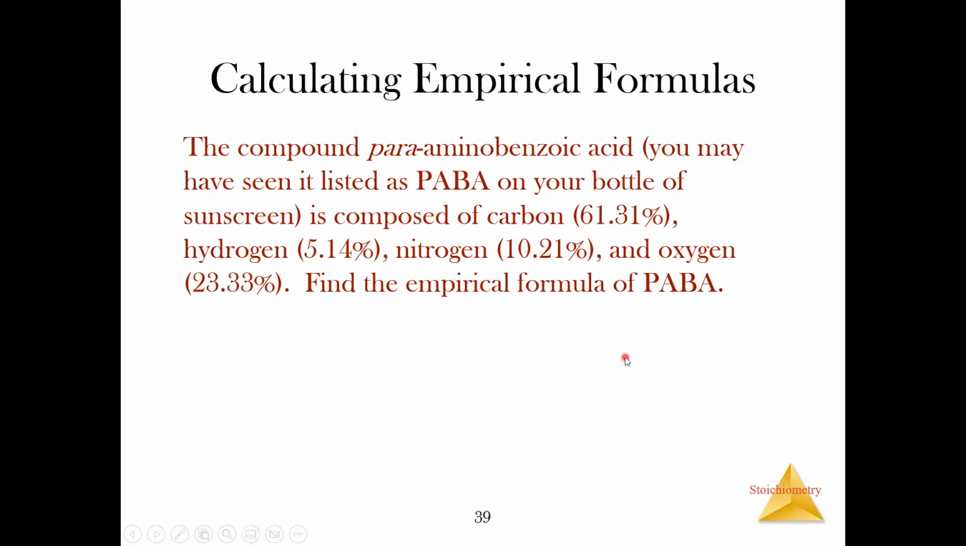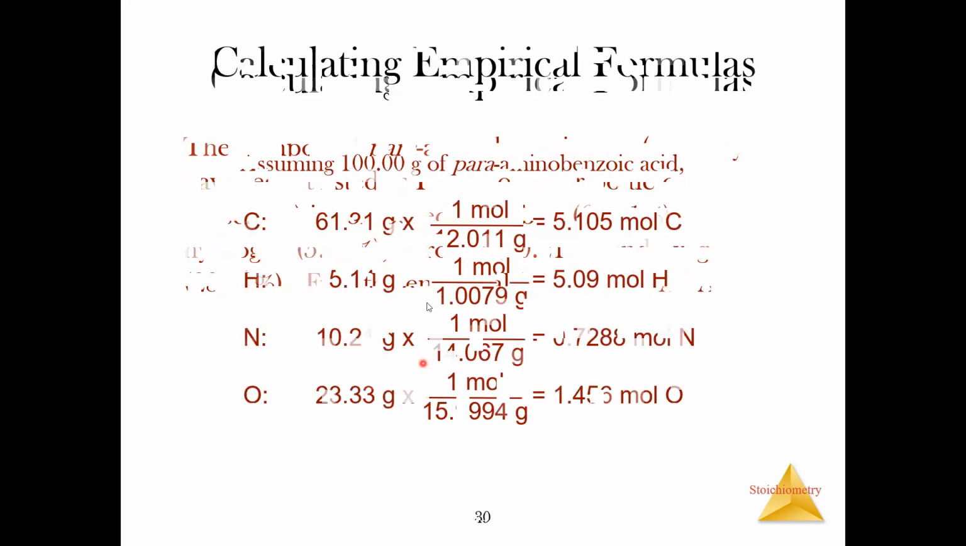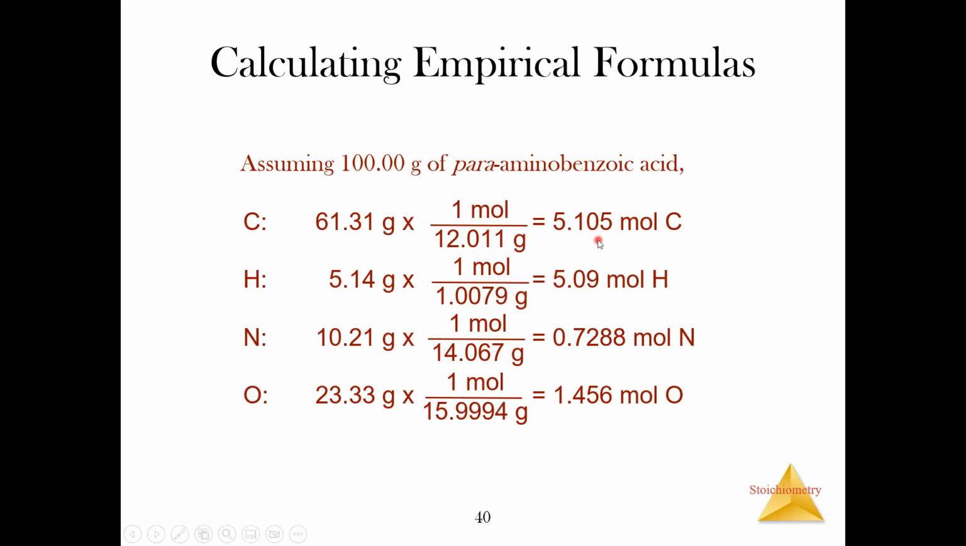So if we look at the example we have here, para-aminobenzoic acid, excuse me, PABA, is going to have a composition of 61.31% carbon, 5.1% hydrogen, just a little over 10% nitrogen, 23.3% oxygen. And we want to get the formula for this substance. So if we convert all of these percentages just to grams, 61.31 grams, 10.21 grams, 23.33 grams, what we're going to be able to do is use the molar masses to figure out how many moles of these substances we would have. And then we're going to be able to use these different moles to get the simplest ratio of one to another. And that'll give us the actual formula.